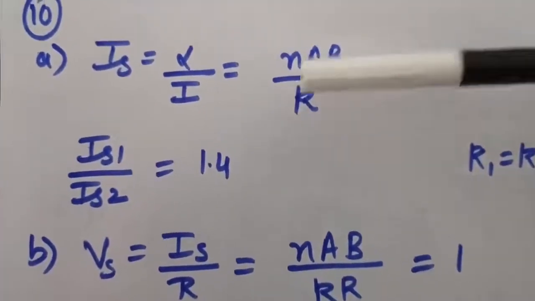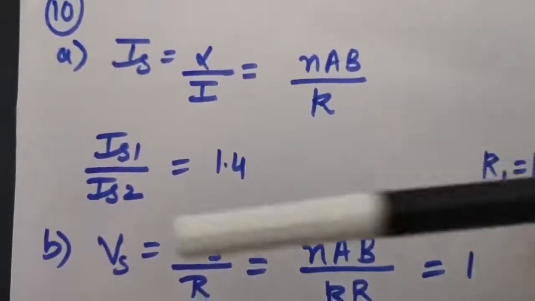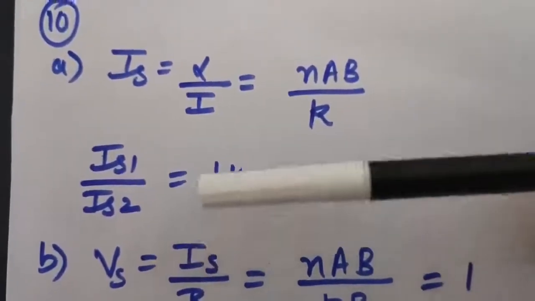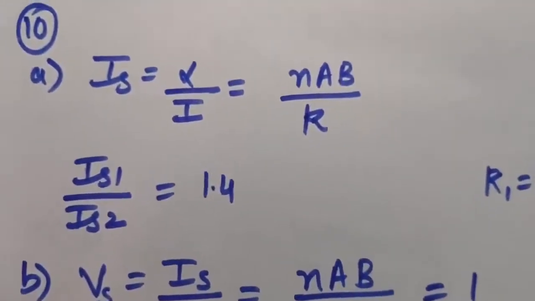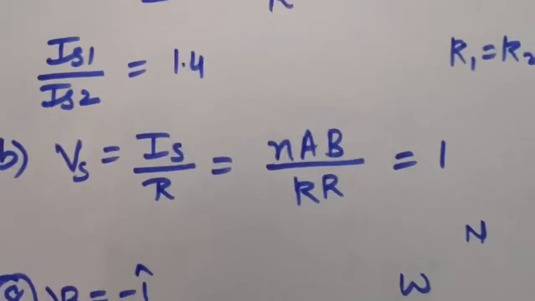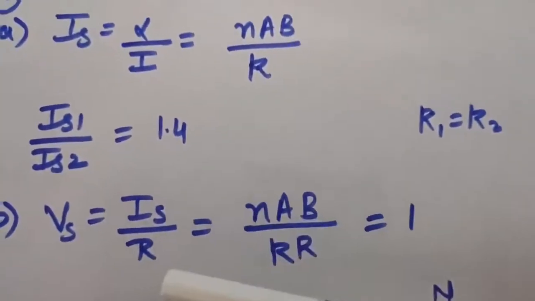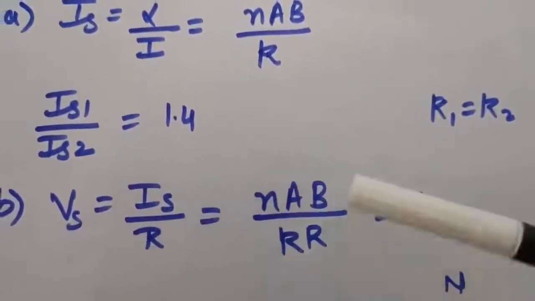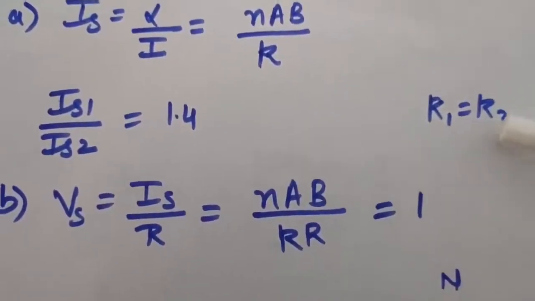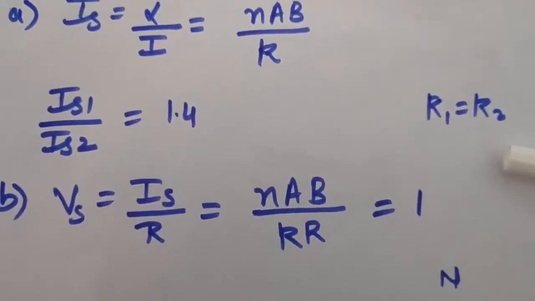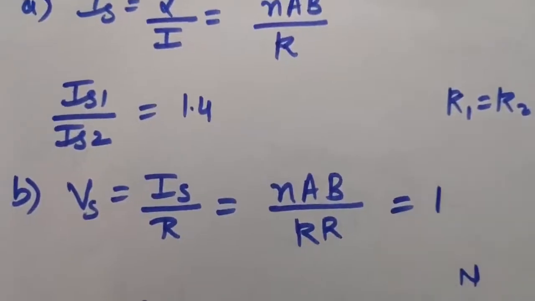Okay, so everything is given in the question, so just by putting the particulars you will get IS1 upon IS2 to be 1.4. Okay, so the second part says calculate the voltage sensitivity. Now as you know, voltage sensitivity is Is upon R. Again Is is NAB upon K. Again put the formula and K. One more thing, K1 and K2 for both of them will remain same. Torsional constant will remain same. Okay, so it will come to be 1.